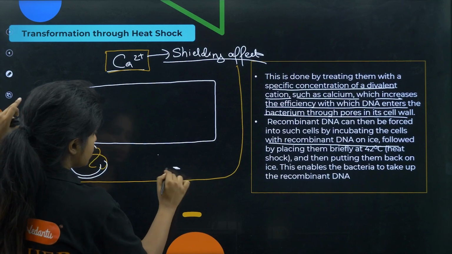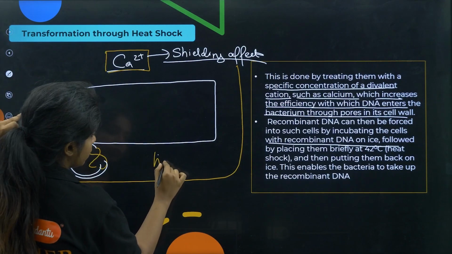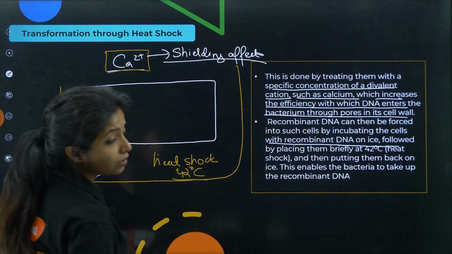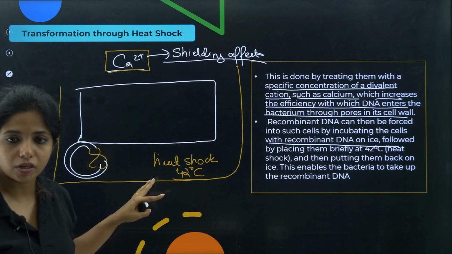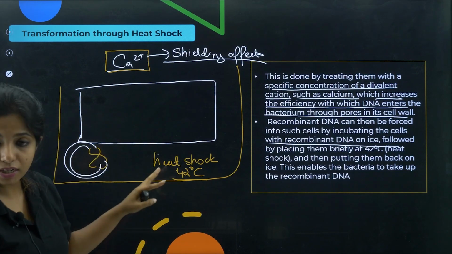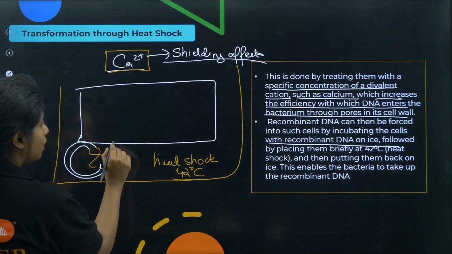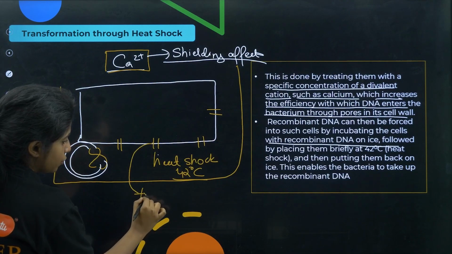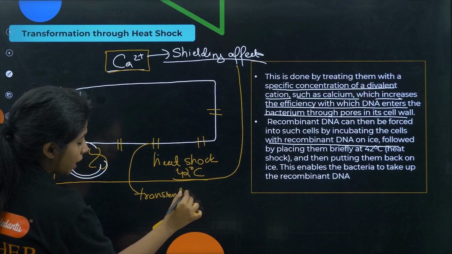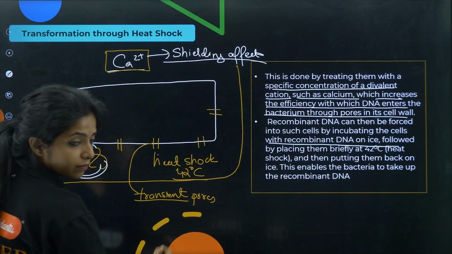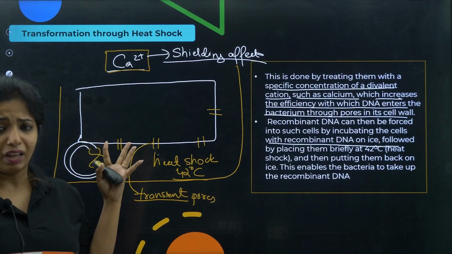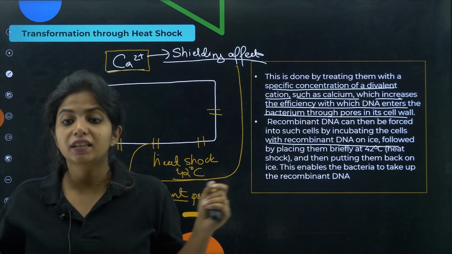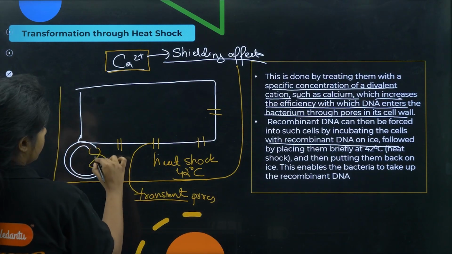Instantly I am going to change things over here. I am going to give it a heat shock. Heat shock as in the temperature will be 42 degrees Celsius. So initially it was cold, now I am giving it heat shock. What will happen, children? Basically there will be certain transient pores. Transient pores as in, for a shorter time there will be pores. So the bacteria is like, what is happening to me? Initially everything was closed. When heat shock is given, it creates transient pores. By this time the DNA enters.